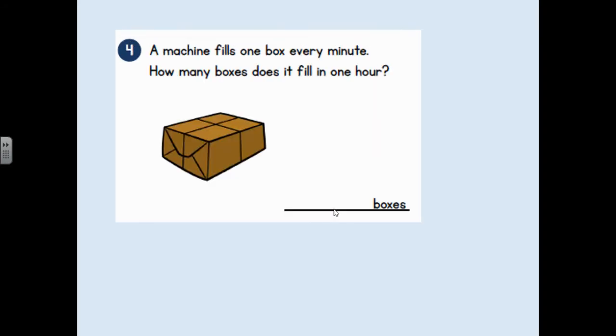Right, question number 4. A machine fills one box every minute. How many boxes does it fill in 1 hour? So you need to write down the number of boxes there.